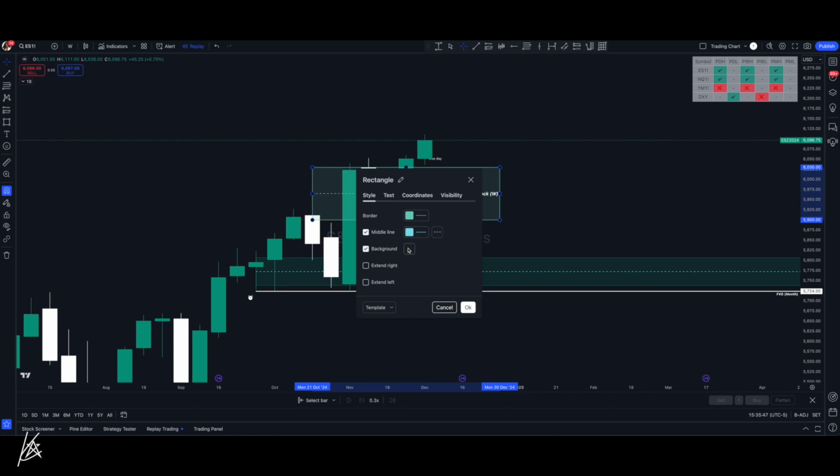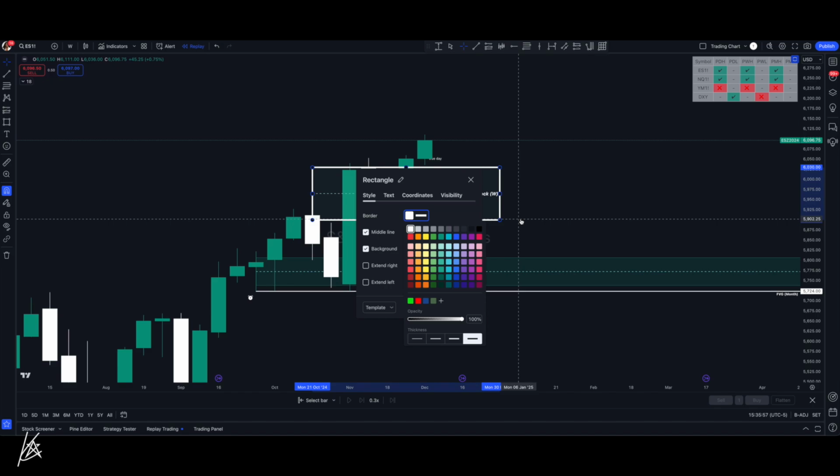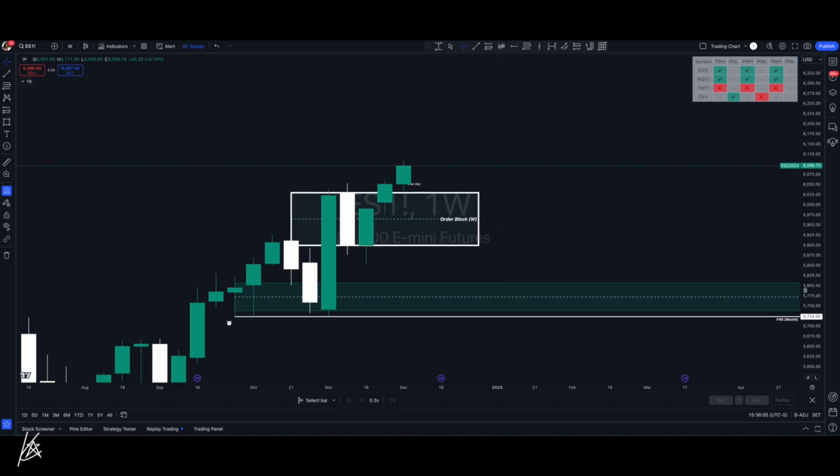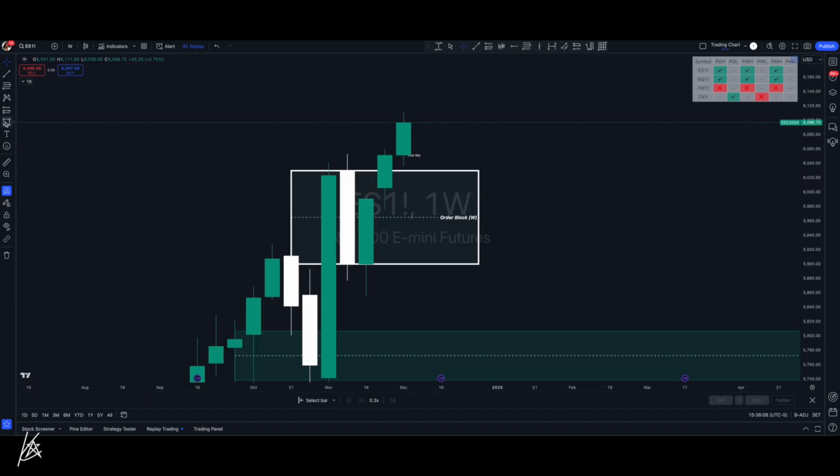I'm going to take off the background, but we're going to make the border thicker because it's an order block. This is important, okay? So we're going to make that thick and white. I want to know when I get in that box, okay? That sounded really bad. No pun intended. But we marked the order block, so boom, we have that there.